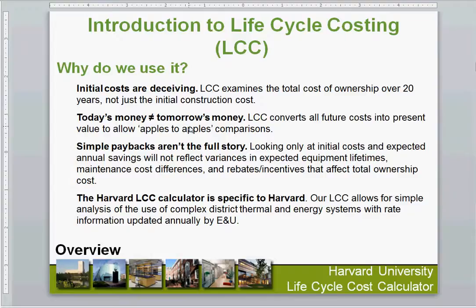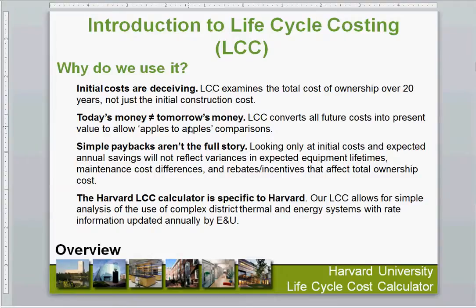Simple paybacks aren't the full story. Even if we're going beyond just looking at initial costs, often people will just look at, okay, if I am going to save $50 a year and it costs me $5,000, that's a really long payback. But if you're factoring in maintenance savings and other things like that, rebates and incentives, those sorts of things can really have a big impact.